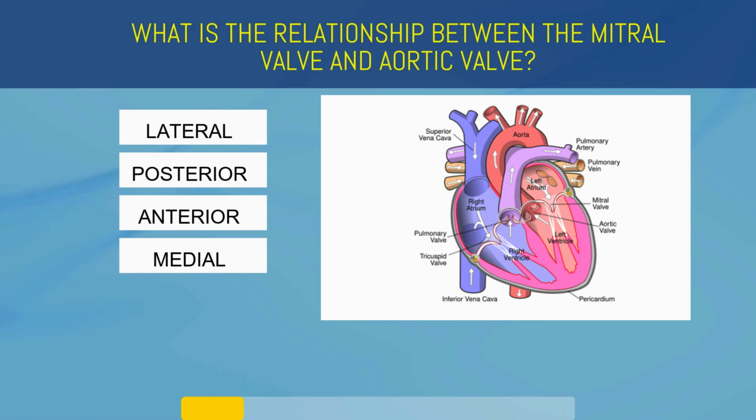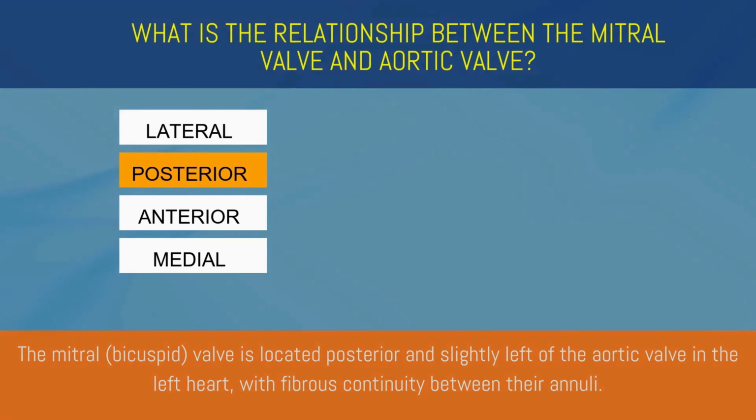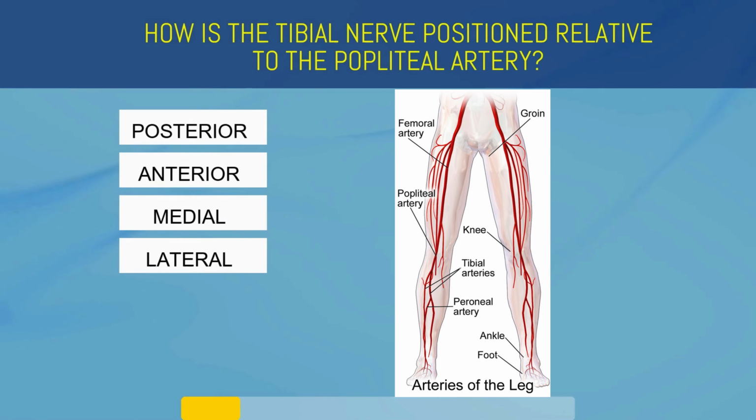What is the relationship between the mitral valve and aortic valve? Lateral, posterior, anterior, or medial? Posterior. The mitral valve is located posterior and slightly left of the aortic valve in the left heart, with fibrous continuity between their annuli. How is the tibial nerve positioned relative to the popliteal artery?